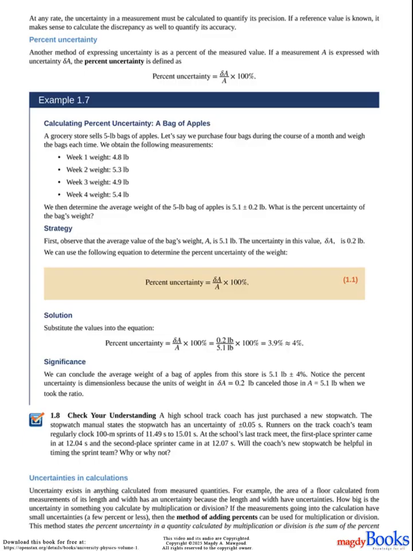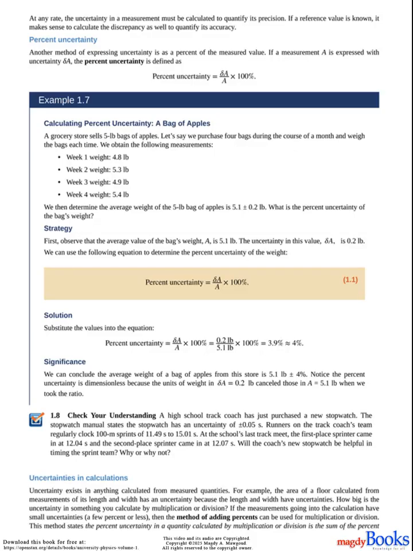A bag of apples. A grocery store sells 5 pound bags of apples. Let's say we purchase 4 bags during the course of a month and weigh the bags each time. We obtain the following measurements. 1. Week 1 weight, 4.8 pound. 2. Week 2 weight, 5.3 pound. 3. Week 3 weight, 4.9 pound. 4. Week 4 weight, 5.4 pound. We then determine the average weight of the 5 pound bag of apples is 5.1 plus or minus 0.2 pound.